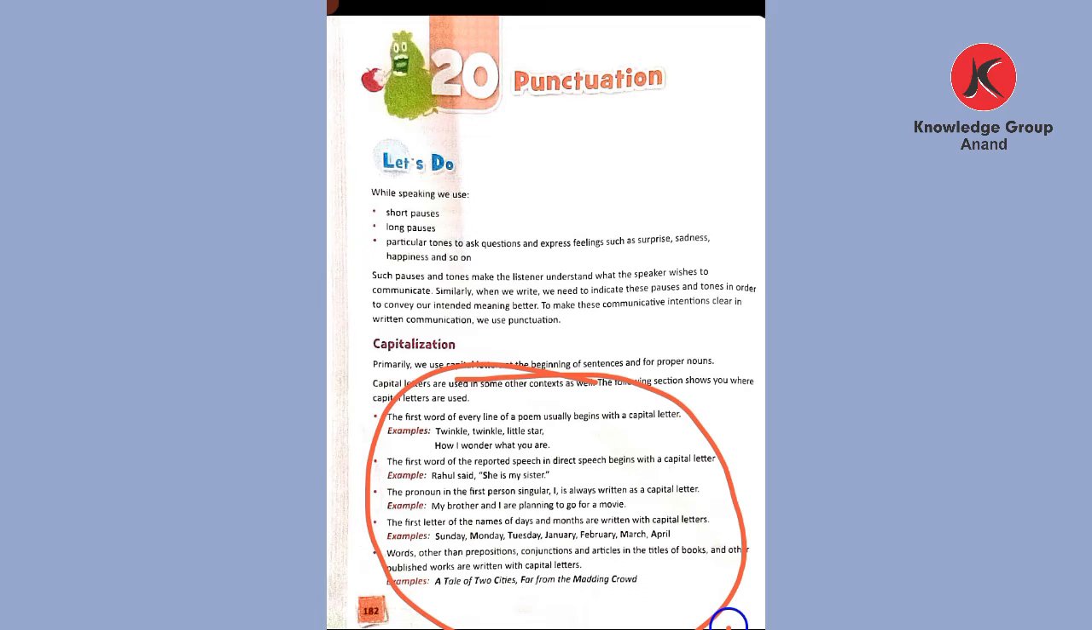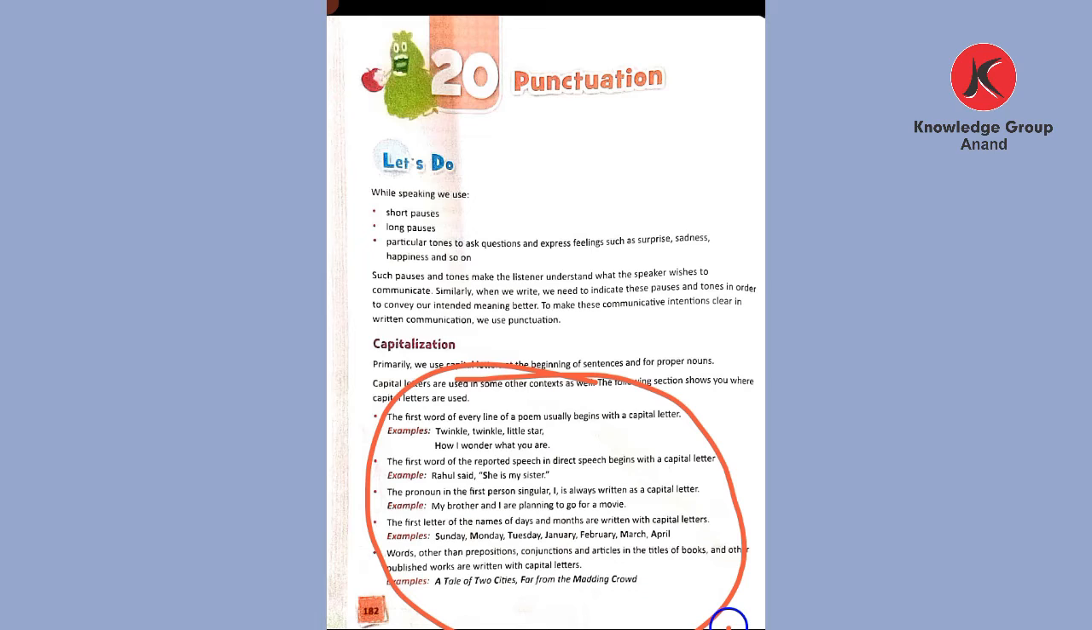Third point is the first person singular. I is always capital. I should always be capital. The first person singular pronoun I is always written as a capital letter. Fourth point, the first letter of the names of days and months are written with a capital. They are proper nouns. Days are proper nouns. Names of the months are proper nouns. So they are written with a capital letter.